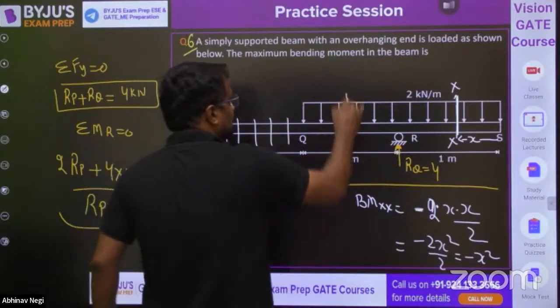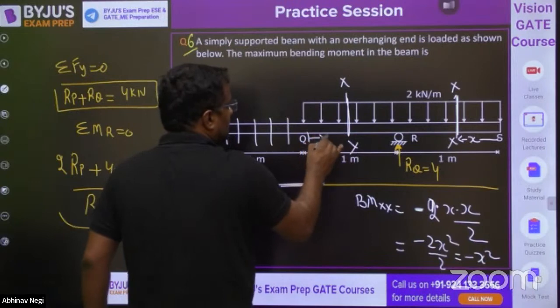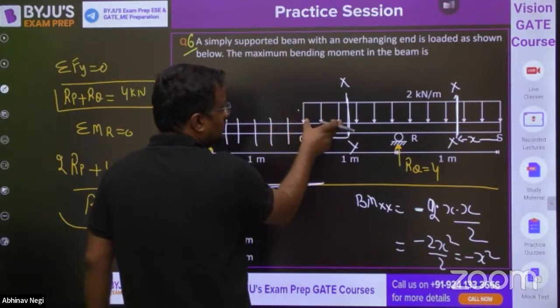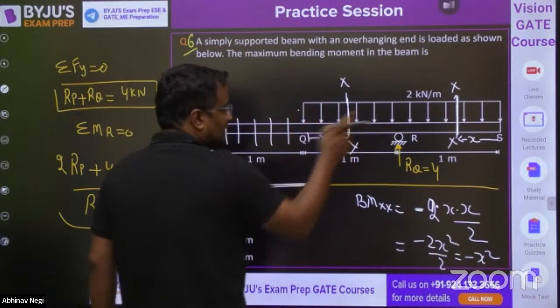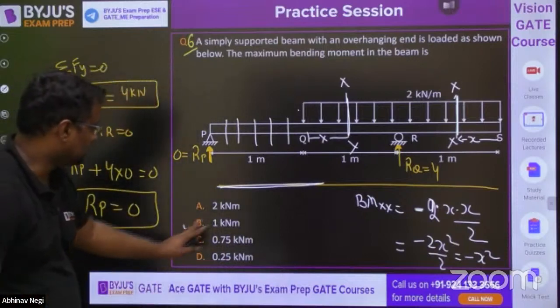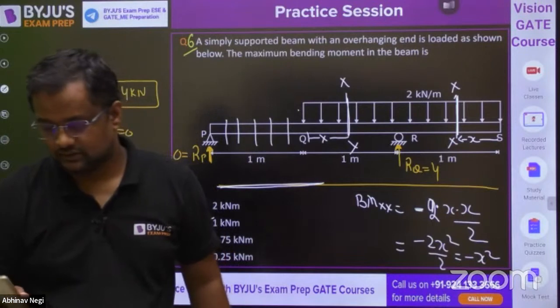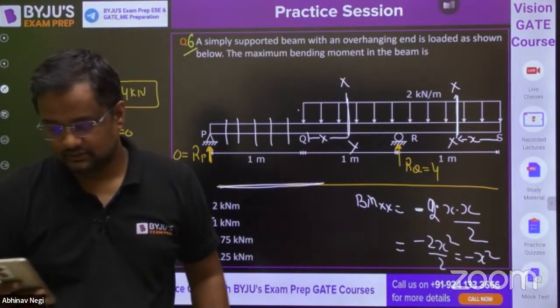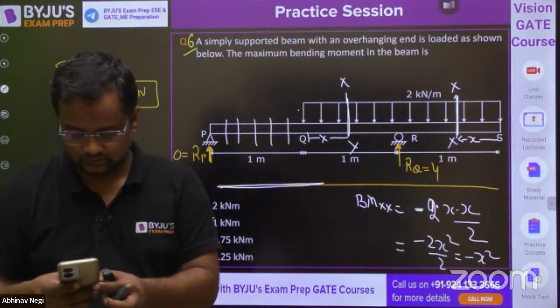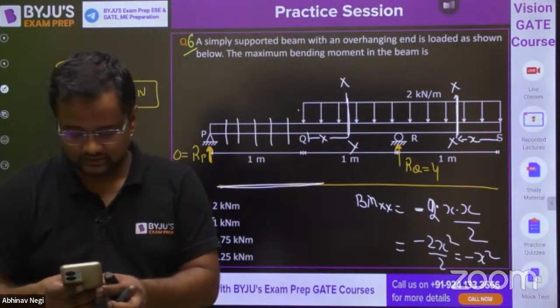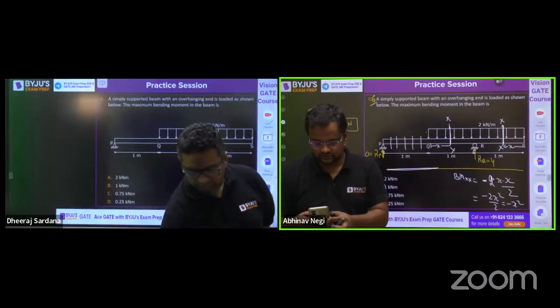Similarly, from here also the maximum will come here only. If you take any section XX from here, again it will be 2 into X by 2, and the maximum value is here only, so that value is 1. Understood? Everyone, please give me yes or no.